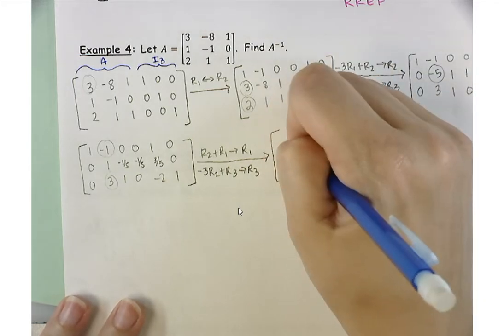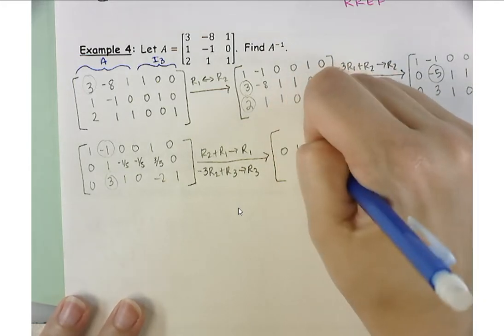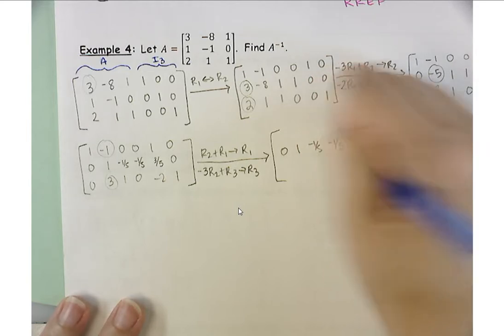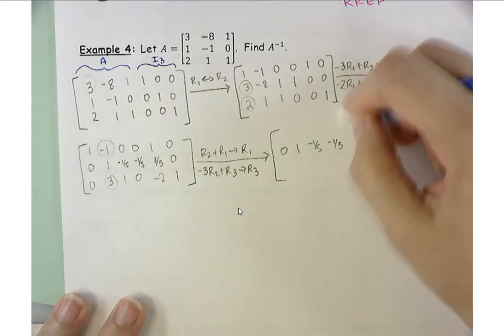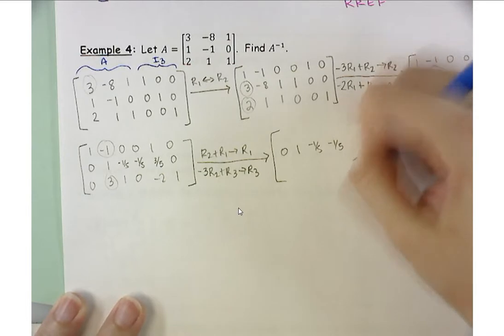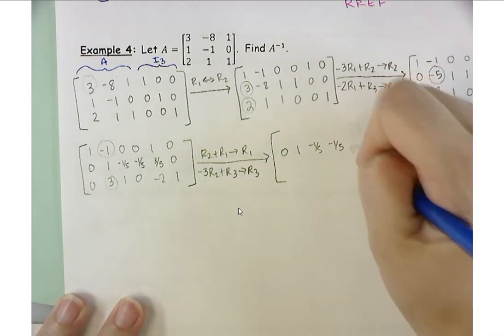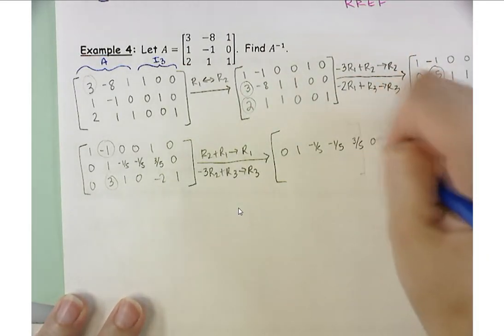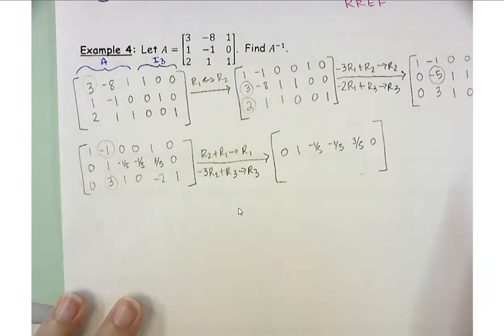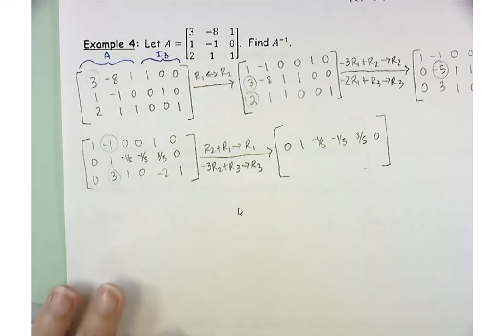So 0, 1, negative 1/5, negative 1/5. I'll make this a little bigger. 3/5, 0. Okay, so go ahead and get your row 1 and your row 3.